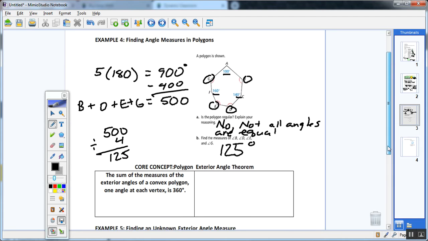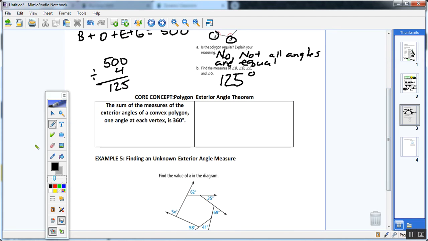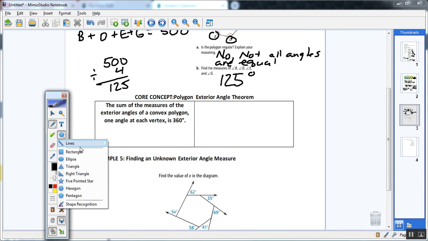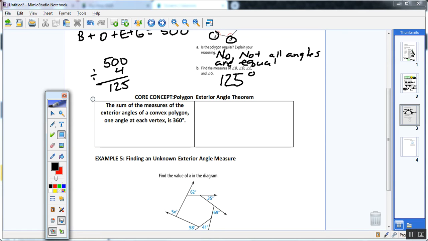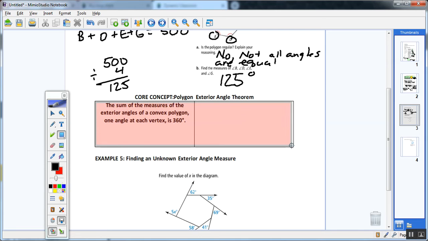All right, so we're good on the interior angle theorem, so let's jump down to this next core concept right here, which states, not the interior angle theorem, but what? Exterior angle theorem. And this one, you know, is going to be important. Not as important as the other one, because let's just read through this real quickly.